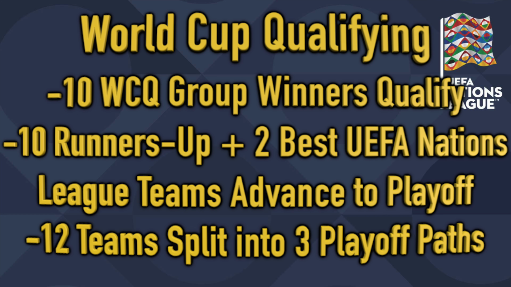Basically, even if a country completely flops with its World Cup qualifying, it can still be one of those 12 teams advancing to the playoff if it played well in the UEFA Nations League. From there, we split those 12 teams into 3 playoff paths, played in 2 single-match knockout rounds to determine our final 3 European nations heading to the World Cup.